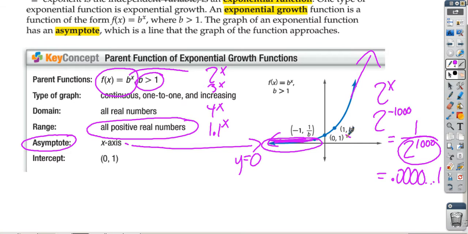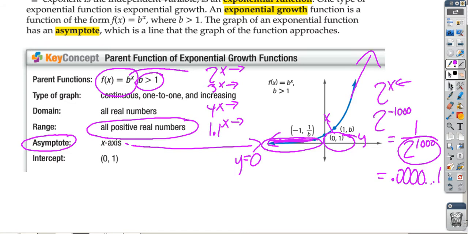Okay, this is the other important thing. The y-intercept is (0, 1), and here's y. If you plug in 0 for x to any of these functions, anything to the 0 is equal to 1. So that is why the point (0, 1), x equals 0, y equals 1, is on that graph.